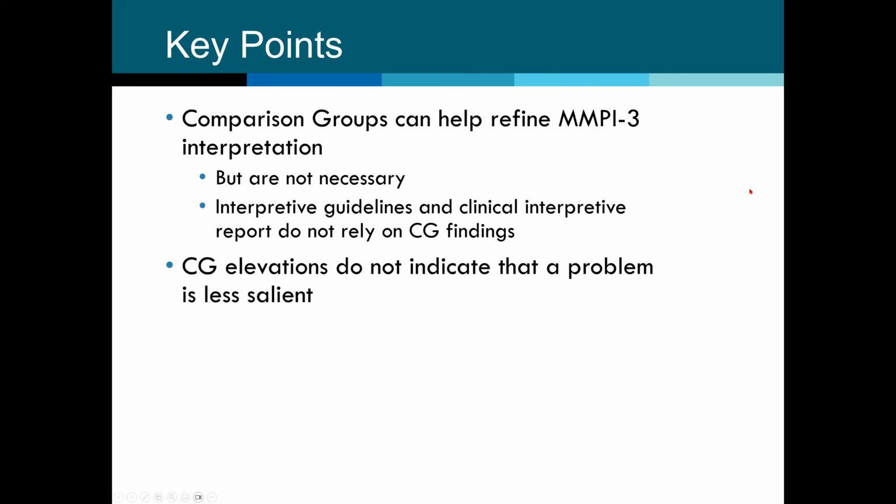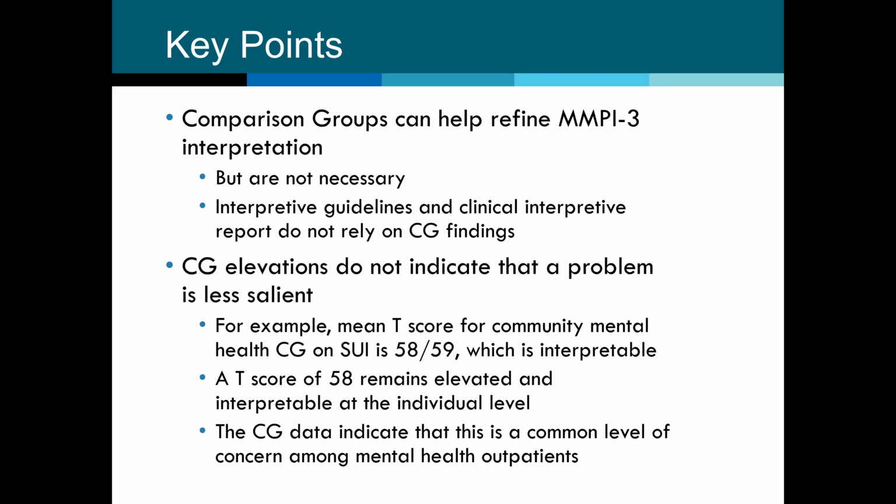The other important point that I want to emphasize is comparison group elevation. So the fact that a comparison group may have a mean score that's in the clinically elevated range doesn't mean that if someone scores in that range, that problem is not salient. And a good example of this is that the mean T-score for our community mental health outpatient sample on the suicidal death ideation scale is 58 for men and 59 for women, which is actually interpretable. The cutoff for interpreting suicidal death ideation on the MMPI-3 is a T-score of 58.